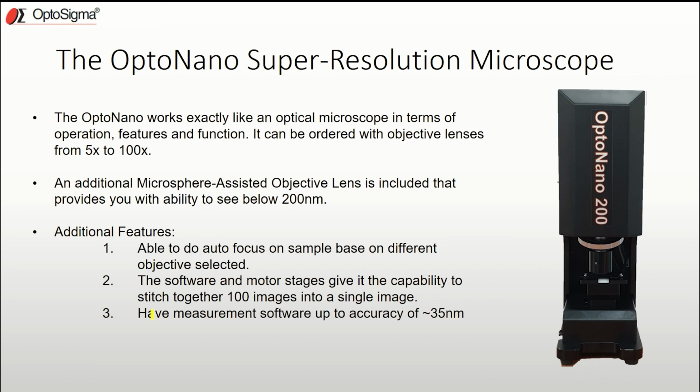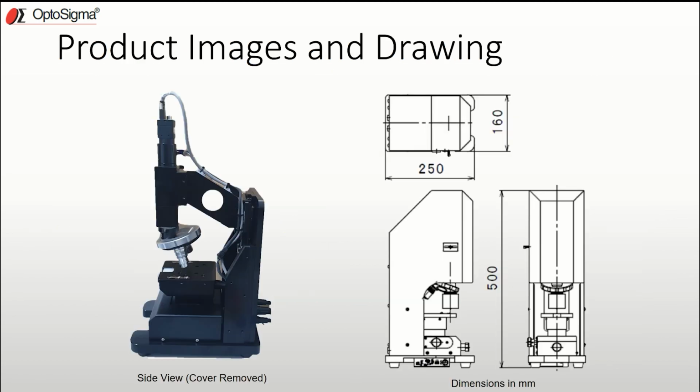And the third one, of course, included with the software, is the ability to measure features down to an accuracy of about 35 nanometers. So in a nutshell, that's what the OptoNano does. Let's look at a little bit more detail here.